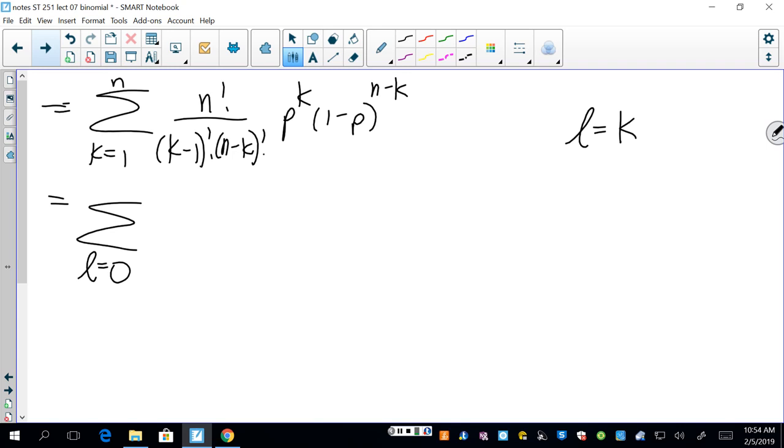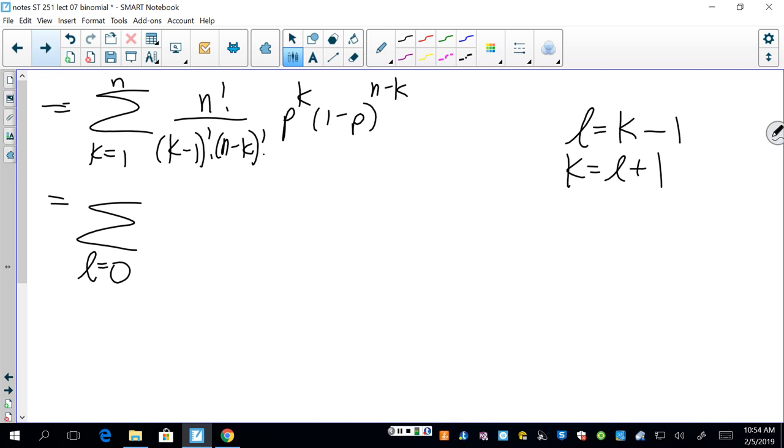It looks like I want to make it 1 lower. Right? So if I do k minus 1, then the lowest value of L is 0. I'm kind of looking at it the other way. K is L plus 1. That's the relationship between the indices. We're going to change the indices to try to make it look nice.